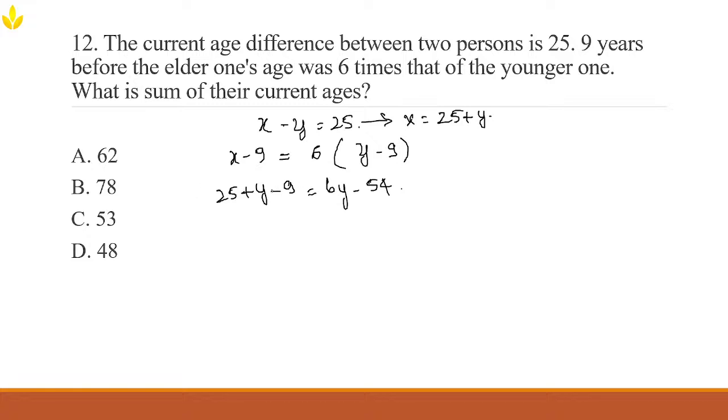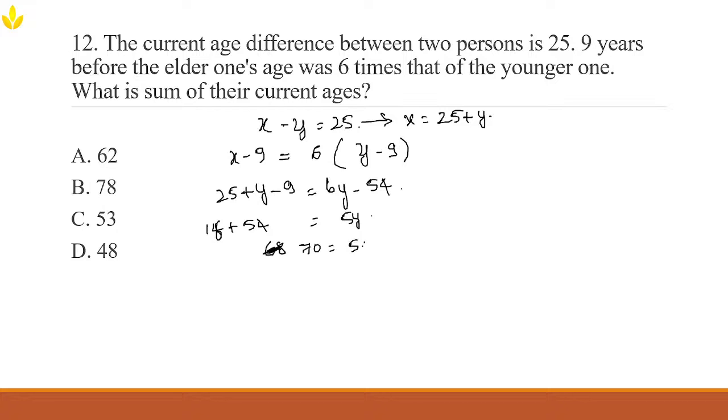So shift all constants towards one side and the variables towards the other side. So 6y minus y will give you 5y, and 25 minus 9 is equal to... okay, sorry, 25 minus 9 is equal to 16, and 16 plus 54 gives you 70.